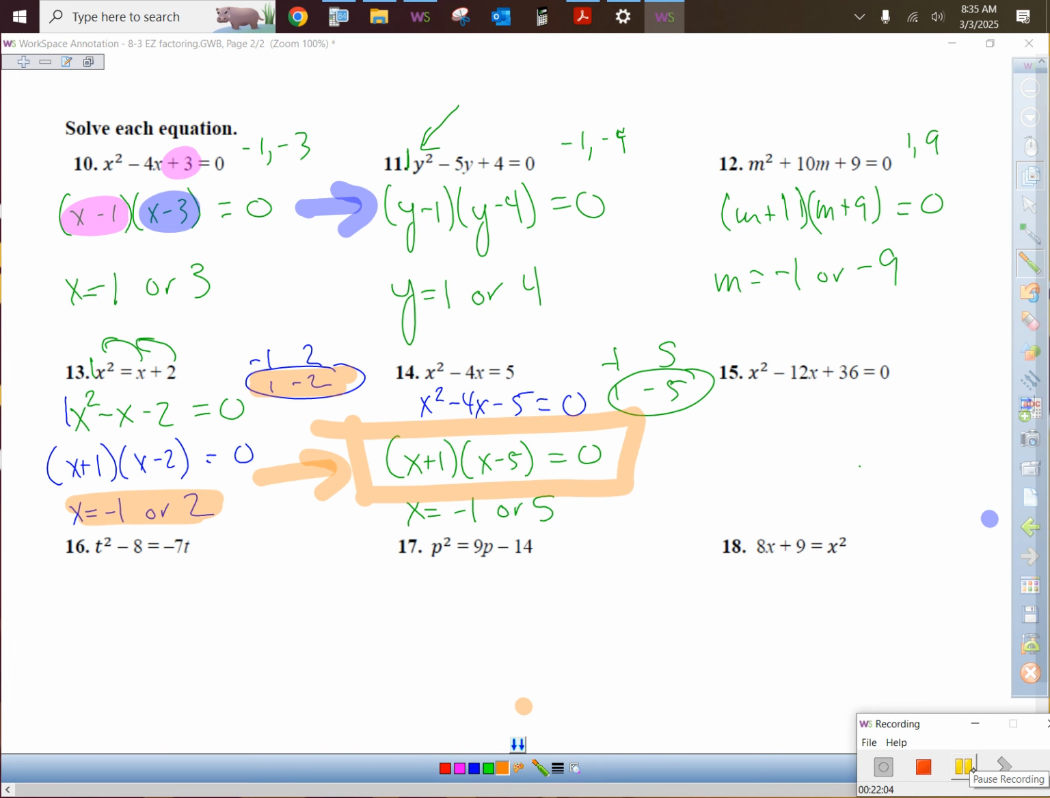All right, we're on to 15 now. Tell me about these two number signs. Tell your neighbor what's got to be true about those signs. They have to multiply together to be 36 and add together to be negative 12. Signs are either both positive, both negative, or one negative. What'd you get? Both negative, right? What numbers did you find? Negative 6 and negative 6.